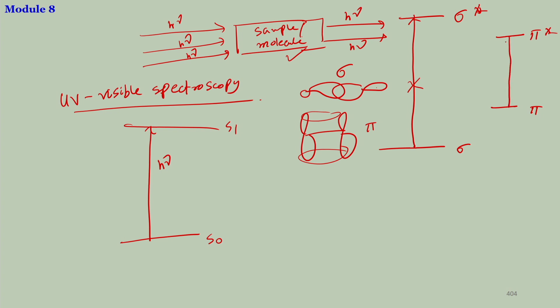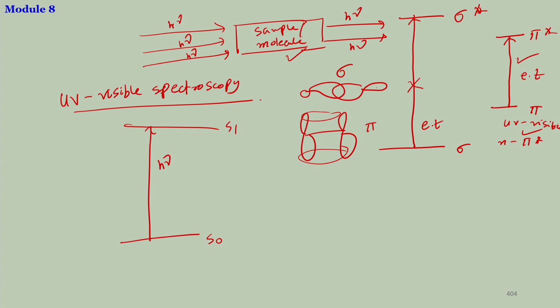So, the pi to pi star transition is also very feasible, and this energy gap actually falls under the UV visible range. This is also an electronic transition, but the sigma to sigma star electronic transition does not fall under UV visible, while pi to pi star falls under UV visible. Similarly, the n to pi star transition also falls under the UV visible range. So, whenever you see a spectrum in the UV visible spectroscopy, that means your molecule must be undergoing a pi to pi star transition or an n to pi star transition.